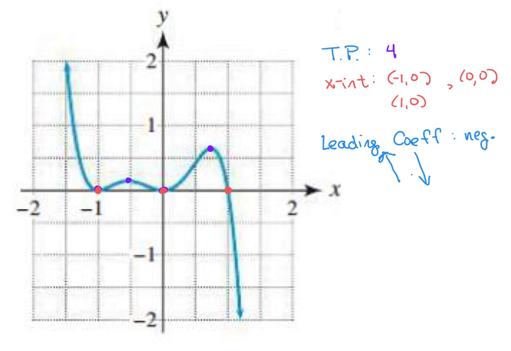And finally, we want to know the minimum degree. Okay, we have 3 x-intercepts, but we have 4 turning points. And so it's not possible to have, remember that turning points is always going to be less than the degree. And so here we are going to go ahead and use the fact that we have 4 turning points to identify our minimum degree. And our minimum degree is going to be 5. It's going to be 1 more than the number of turning points.